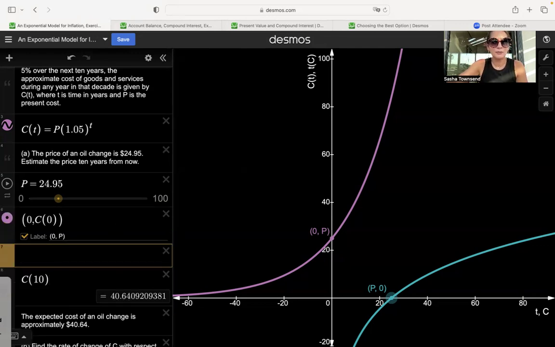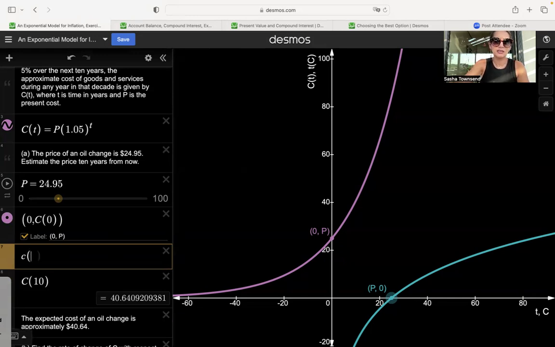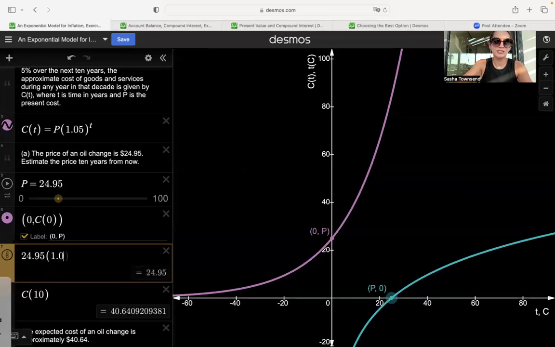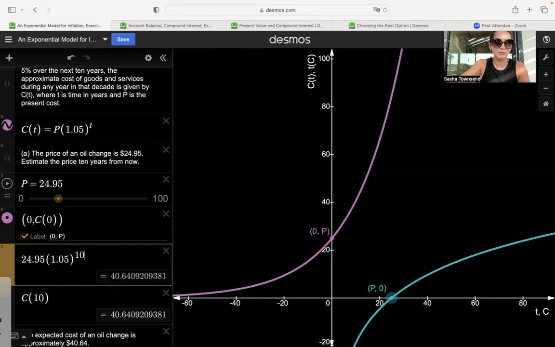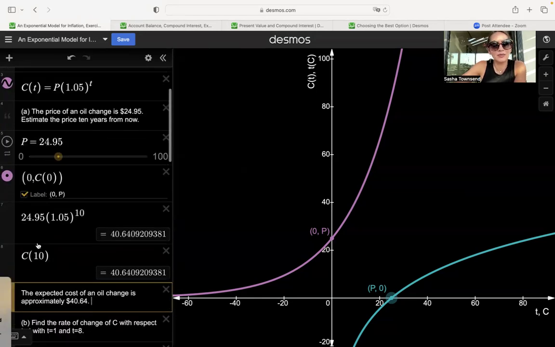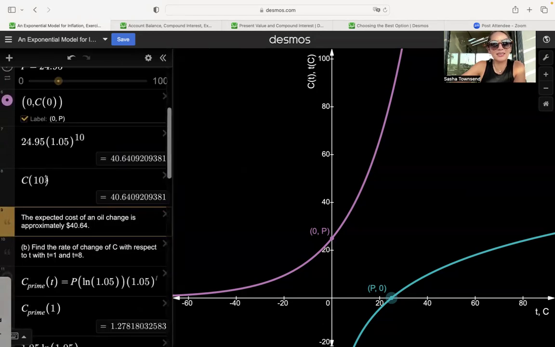So how would we do that with pencil and paper? Well, we would have c of t equals $24.95 times 1.05 raised to the 10th power. And then we would simplify that. We would usually just type it into a calculator and simplify, and we would get that number. And we see that that's the same value that the Desmos calculator gets when we just evaluate c at 10. This is what we would typically write down on paper, and then we look at our calculator and see it's about $40.64. So the price of an oil change went up approximately $15, $16 in 10 years, according to this model.